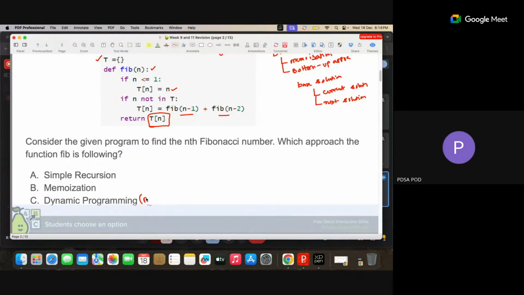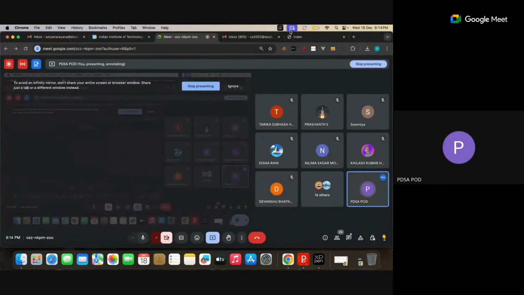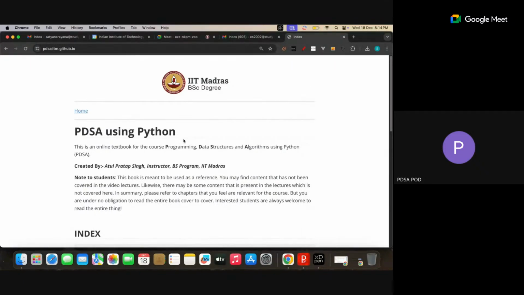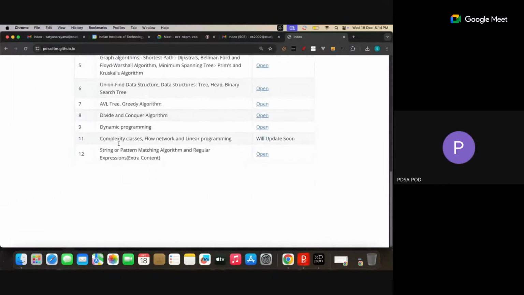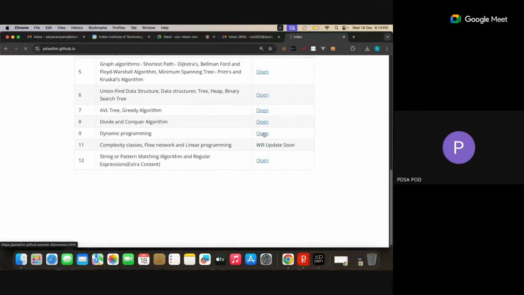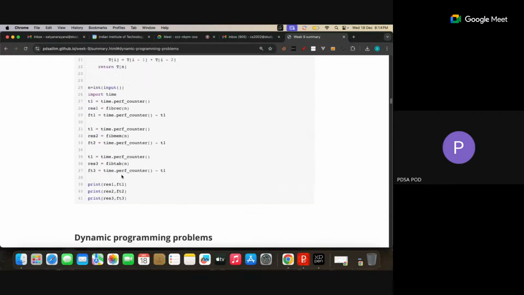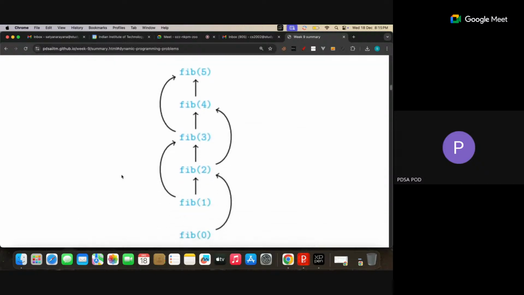This is the bottom-up approach. They were supposed to give bottom-up approach as an option, but of course it is maybe missing. The right option is this. If you would like to see the bottom-up approach, you can see there is a GitHub summary. Is my screen visible? Yes, sir. So let's go directly to the summary of the 9th week. Yes, there is dynamic programming. Here it is. Please look at here.